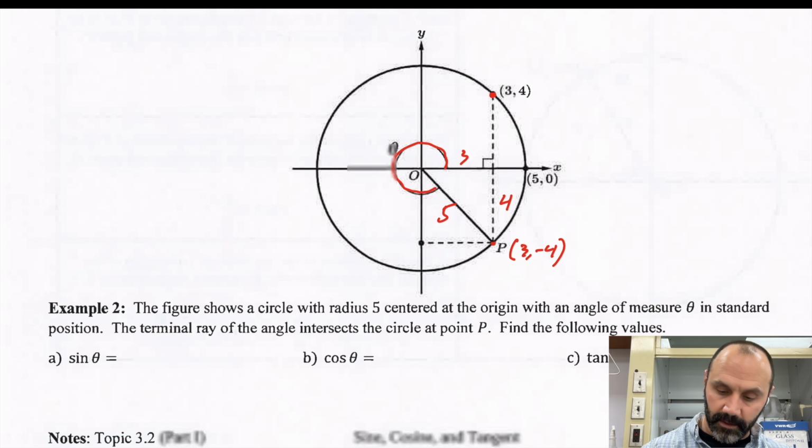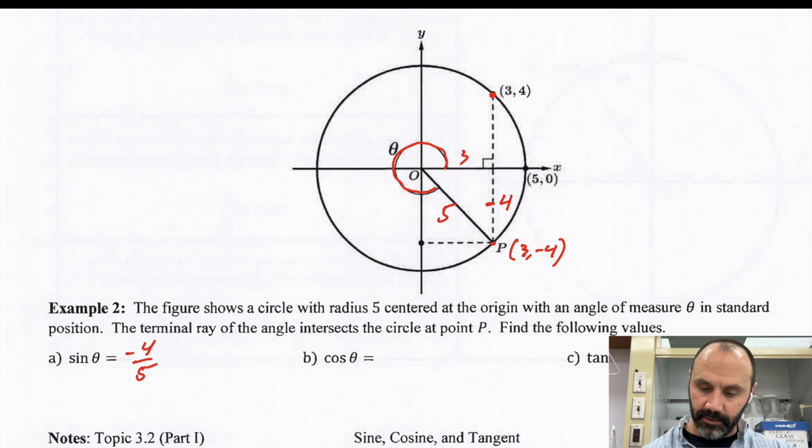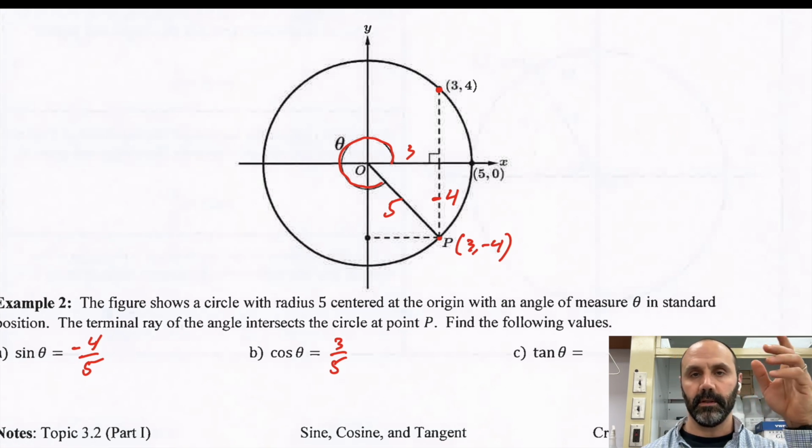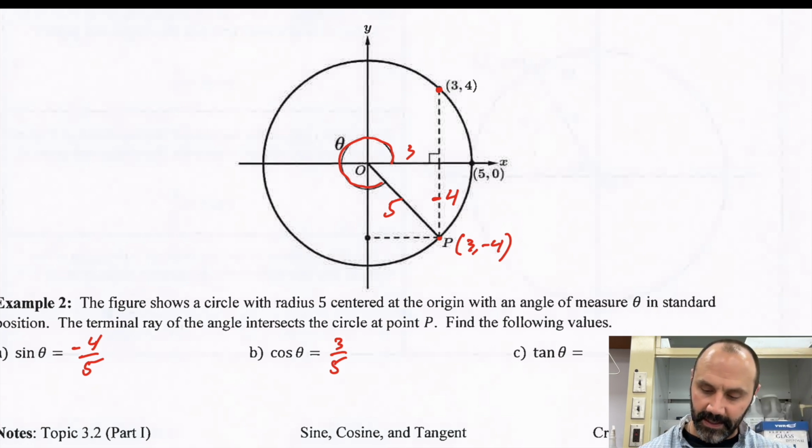And so the vertical is negative 4. Sine of theta is opposite over hypotenuse, so this is just negative 4 over 5. Cosine of theta is 3 over 5. That's the adjacent side, the horizontal over the radius. And then tangent is opposite over adjacent. And so that's negative 4, the vertical, over the adjacent, which is the horizontal, 3.